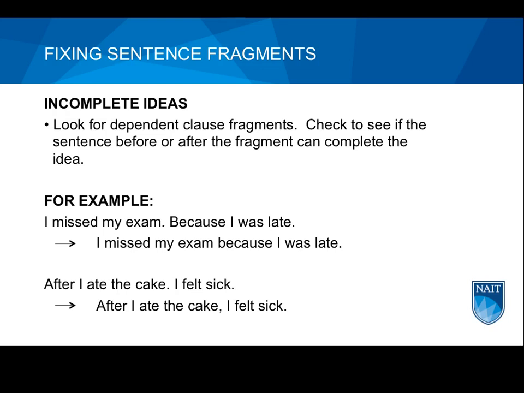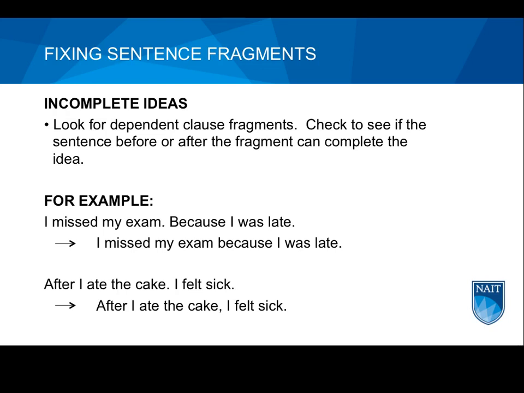If you know that you have fragments due to incomplete ideas, what you can do is look for dependent clause fragments. You can check each of your sentences looking for the subordinating conjunctions, the key words that show that there is a dependent clause that follows. In order to fix a dependent clause fragment, the dependent clause needs to be connected to an independent clause, which is another set of words that has a subject and a verb. Most often, if you have a dependent clause fragment, you will find the sentence that completes the idea either before the fragment or after it.